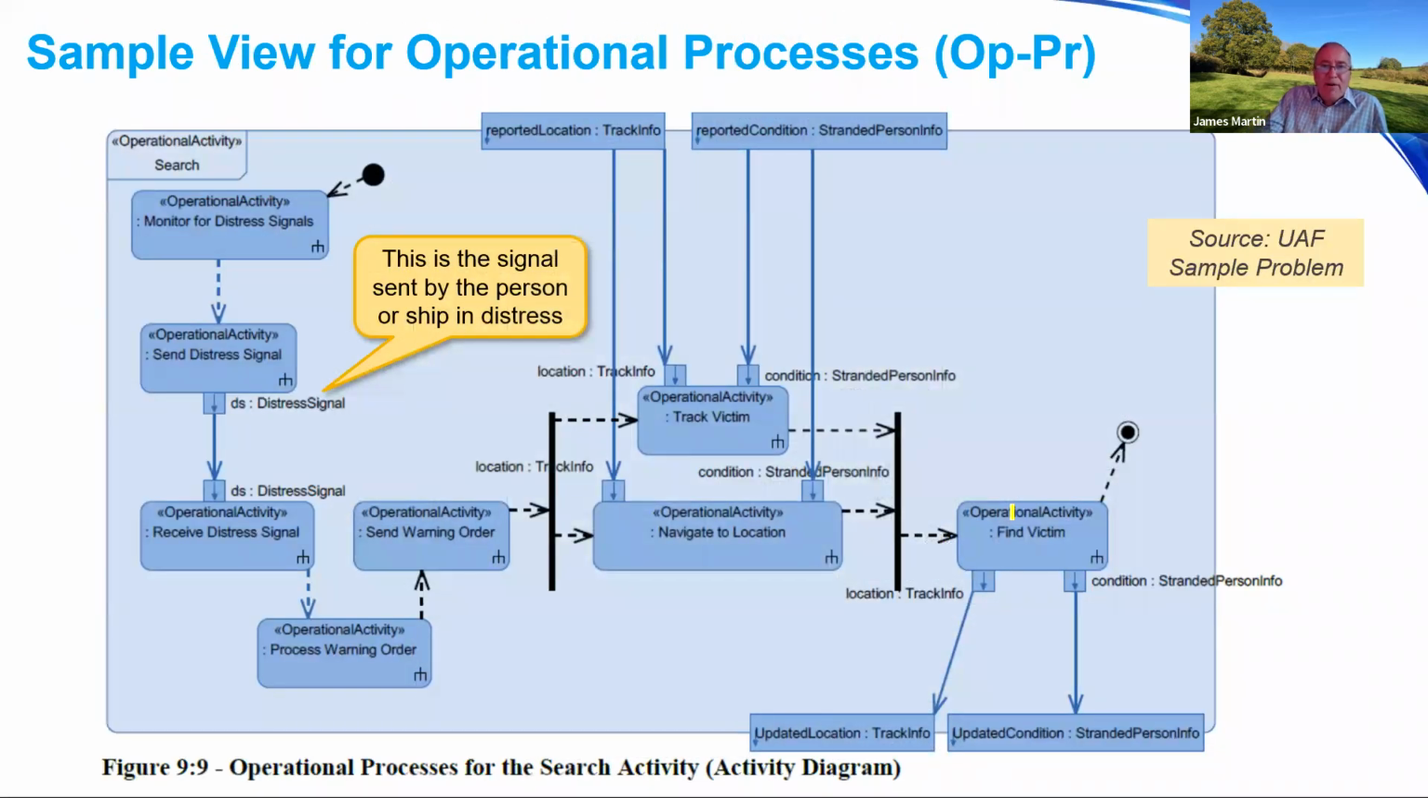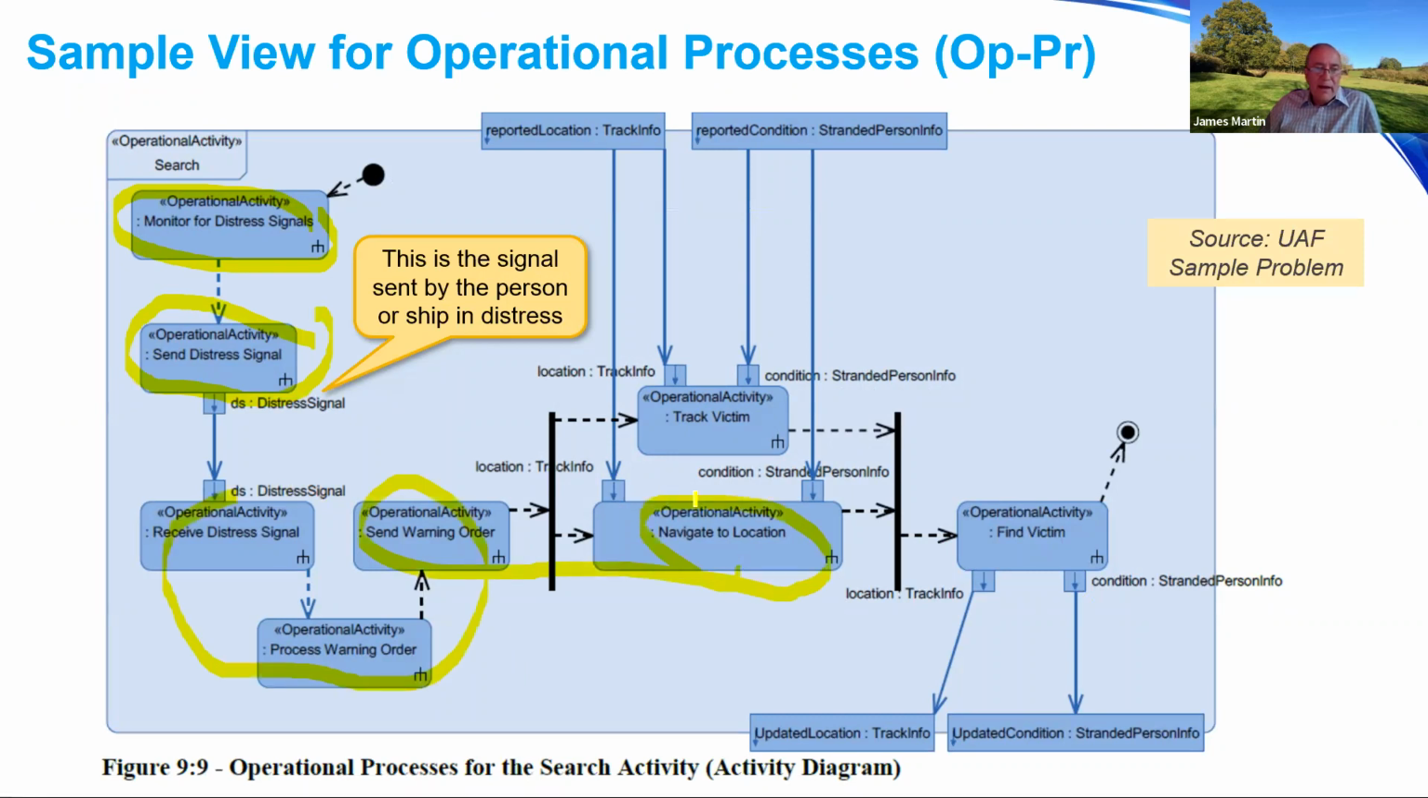Here's a sample view for an operational process. Here you can see the activity for monitoring for distress signals. The boat in distress sends a distress signal. The distress signal gets out here. A warning order goes out, and the control center tells the operational assets, the rescue assets, where to navigate to the location of the victim, and track where the victim is. Eventually, they find the victim, and hopefully, the end result is the victim is healthy and safe and brought back to a safe location.